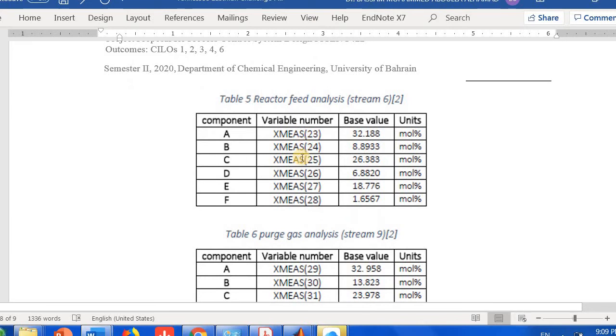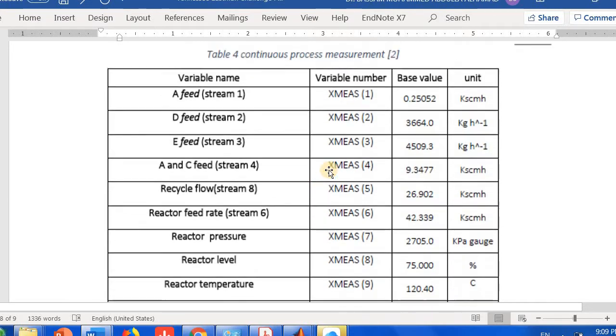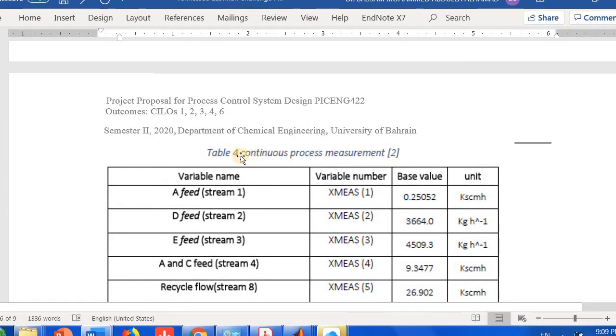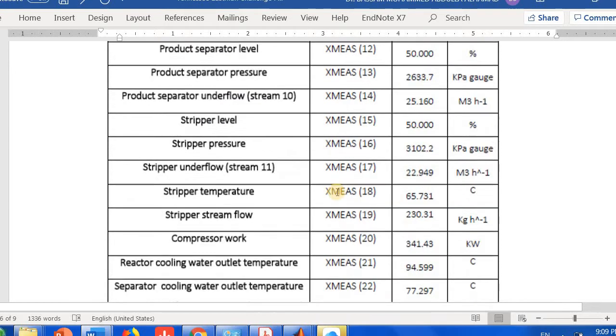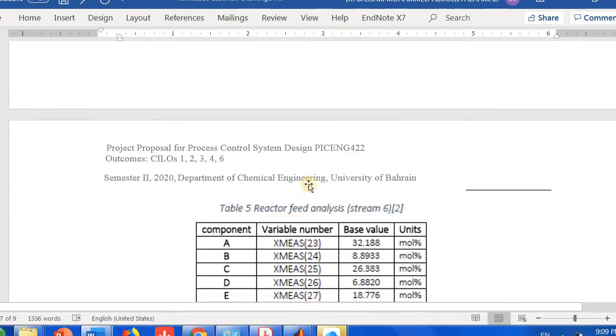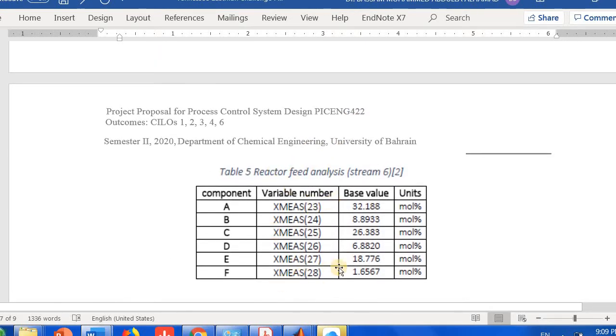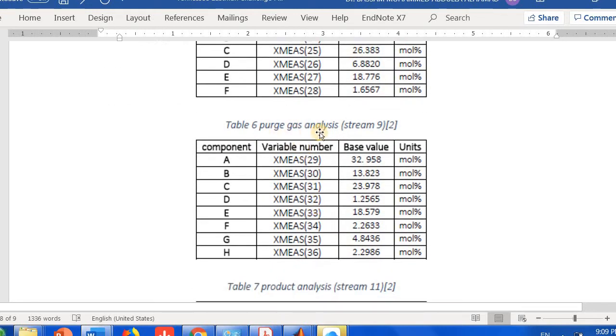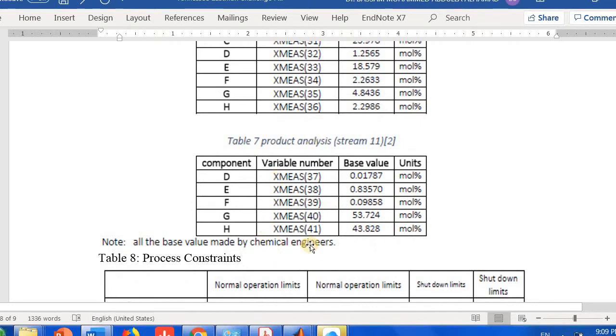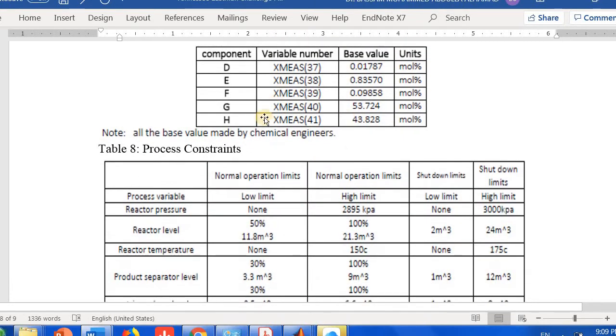Okay, all of them, and here they are distributed for you as those related to the process measurement, those related to the reactor feed analysis are kept separate here, those for the purge gas analysis are these measured variables, and those for product analysis are kept here. This just makes it simpler for you.